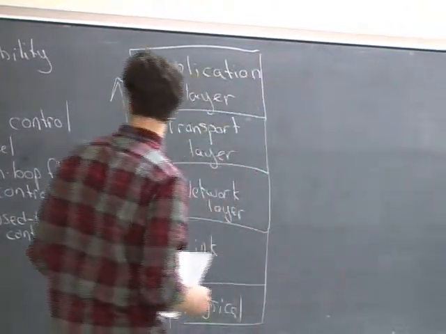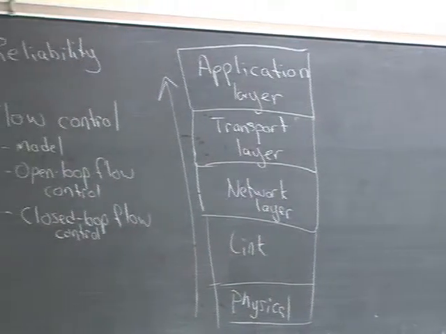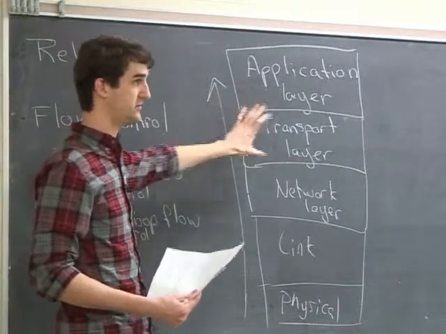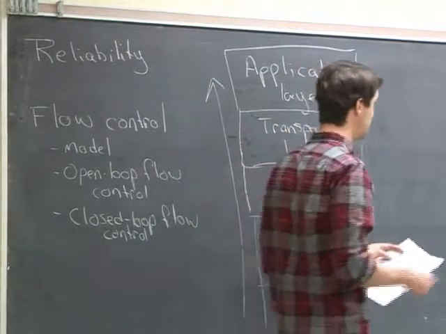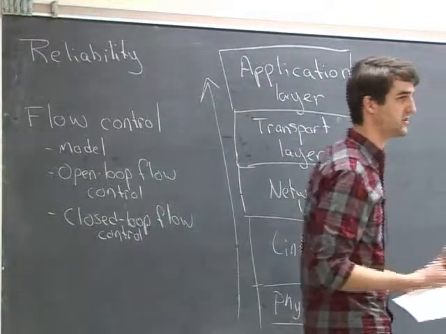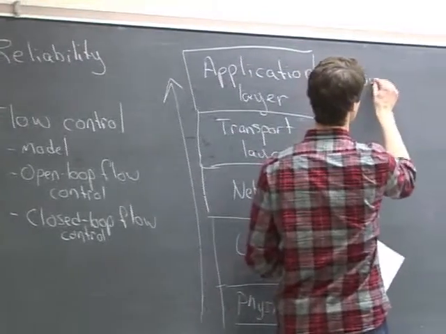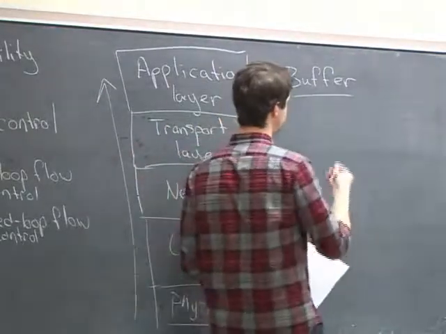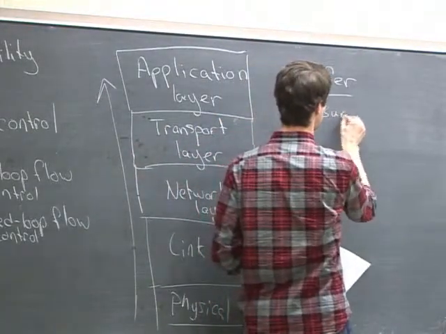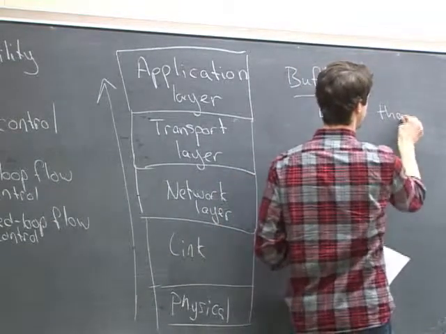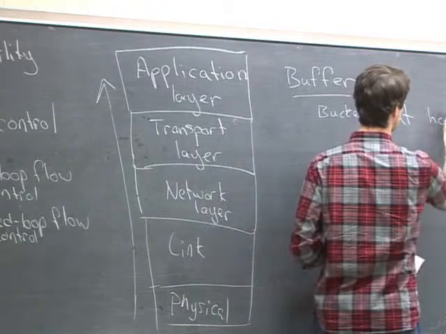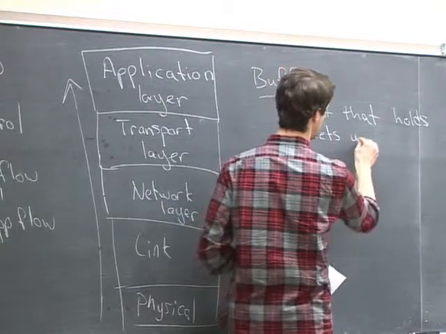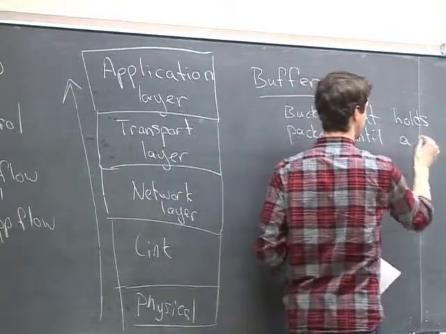As I mentioned, today we're going to talk about these two concepts, reliability and flow control. Each of these is generally provided in the transport layer, but you could provide them anywhere. Before I get into the discussion of reliability, we need to define one term: what is a buffer? A buffer is simply, we can call it, a bucket that holds packets until a system is ready for them.